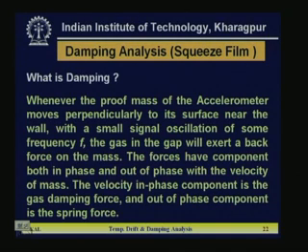So, if you are going to define it, whenever the probe mass of the accelerometer moves perpendicular to its surface near the wall with a small signal oscillation of some frequency f, the gas in the gap will exert a back force on the mass, that is the damping. In the opposite direction, a back force on the mass, the forces have components both in phase and out of phase with the velocity of the mass. The velocity in-phase component is the gas damping force, and the out-of-phase component is the spring force, because there are two forces, one is the damping force, the other is the spring force. So, you have to separate those out and calculate.